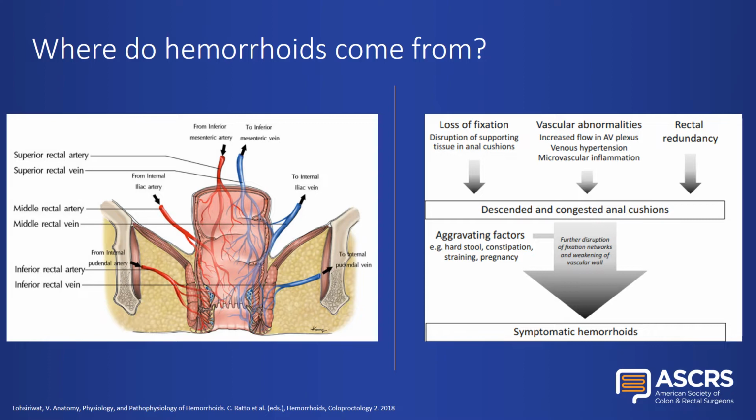They are an issue though and draw our attention when they become symptomatic. Several studies have been done to try and understand why some hemorrhoids act out. The figure to the right of the screen goes over some of the underlying mechanisms, including a loss of fixation, increased venous hypertension, and redundancy in the rectal tissue, all compounded by the effect of constipation and straining.